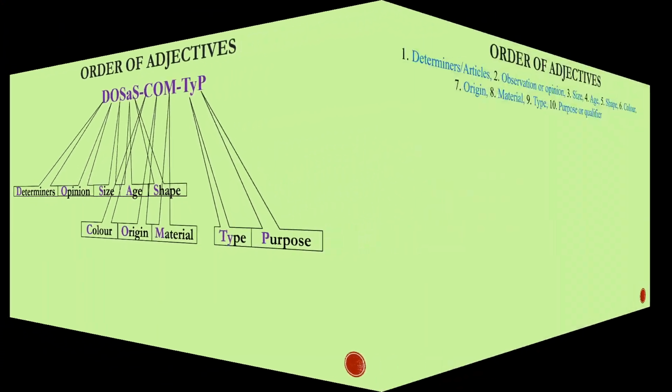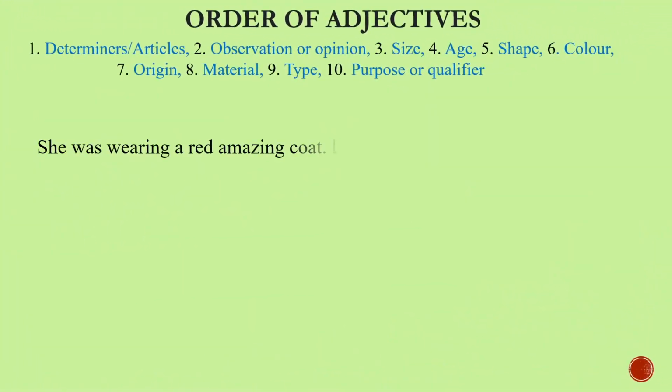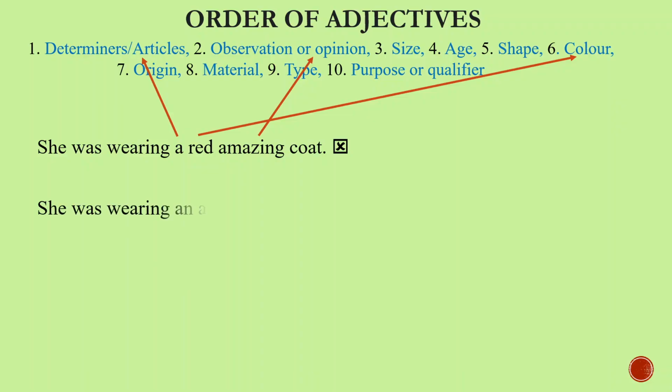Let's have a look here. You see the sentence here, she was wearing a red amazing coat. Here, first we have an article, it's okay, it's number 1. Next comes red, red is color. So it is number 1 followed by number 6, it's okay. So far so good. Next comes amazing. Amazing is opinion, an adjective of opinion. It is number 2 in the order, so this is wrong. Number 2 and number 6 should be interchanged for the sentence to be correct. It must be written like this. She was wearing an amazing red coat. Now the sentence is correct.